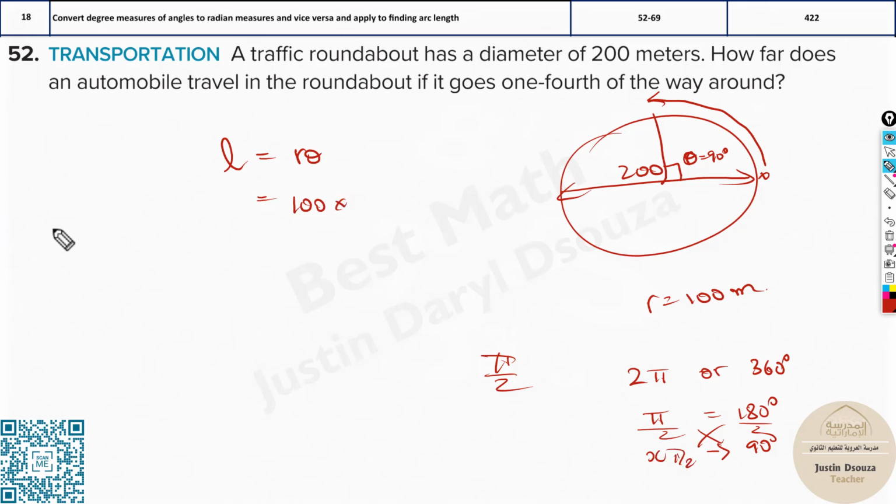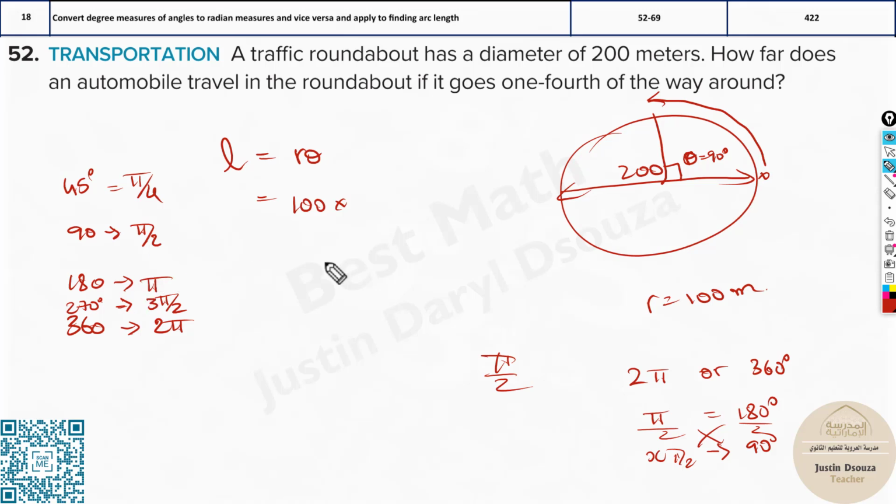Always remember these few things. 90 degrees is pi by 2 radians. 180 is pi radians. 360 is 2 pi radians. Now what about 45 degrees? It is pi by 4. So these are a few basic things to remember. And there is one more thing. What about 270 degrees? That is basically 3 pi by 2. So 90 is pi by 2, then pi, 1.5 pi or 3 pi by 2, and then we go to 2 pi. So now we just substitute theta in radians.